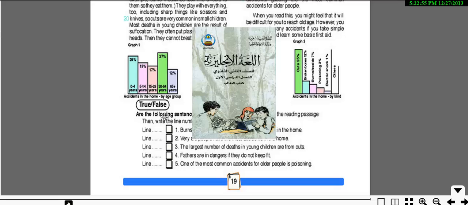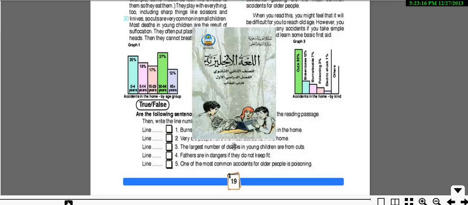True, false, which means you need to answer with true or false to the following sentences. First, find the answer in the reading passage, then write the line number, and finally write T or F in the box. Now, number 1. Burns are some of the most common accidents in the home. The words common accidents are important. Keep them in your mind.